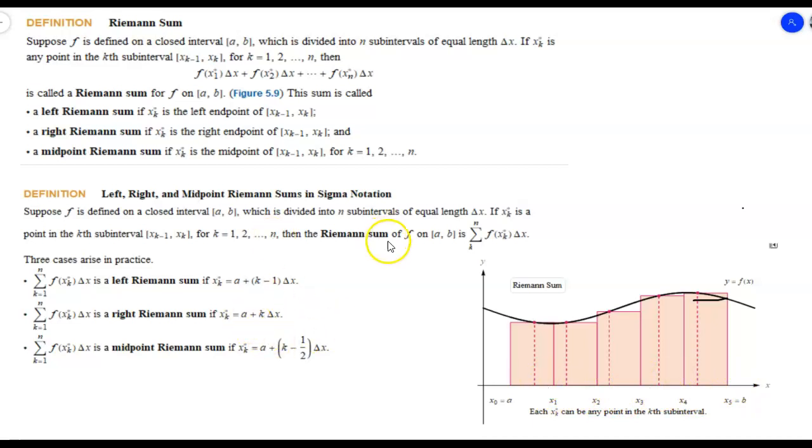And the midpoint, just like you may guess, would be using the midpoint between both the left and the right sides of these triangles as your height. All right, so let's go ahead and try to work an example here.